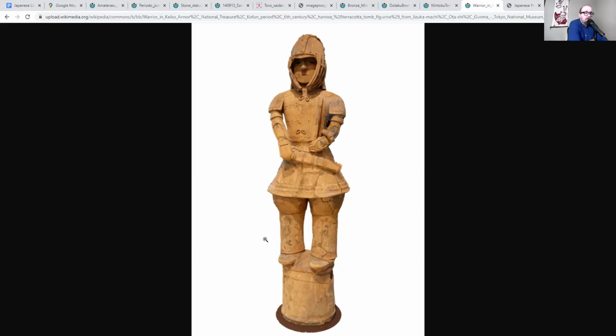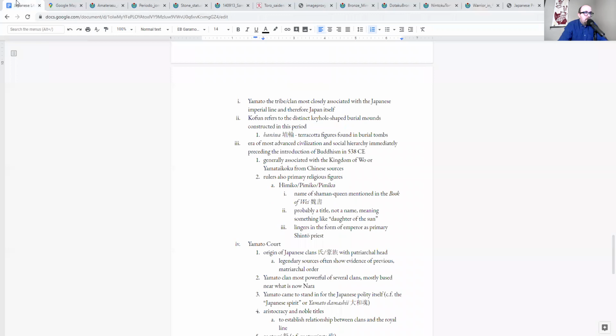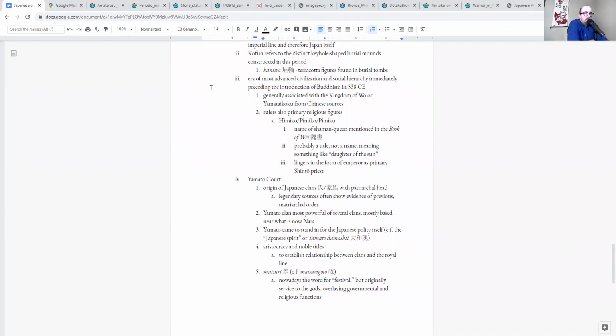So you have important figures who are being buried with the outward signs of their wealth. Oftentimes you see them buried with bronze swords, bronze bells, bronze mirrors, these religious slash political slash functional items. A very clear sign of someone's wealth. Now, this is the era of arguably the most advanced civilization and social hierarchy that existed in Japan prior to the introduction of Buddhism.